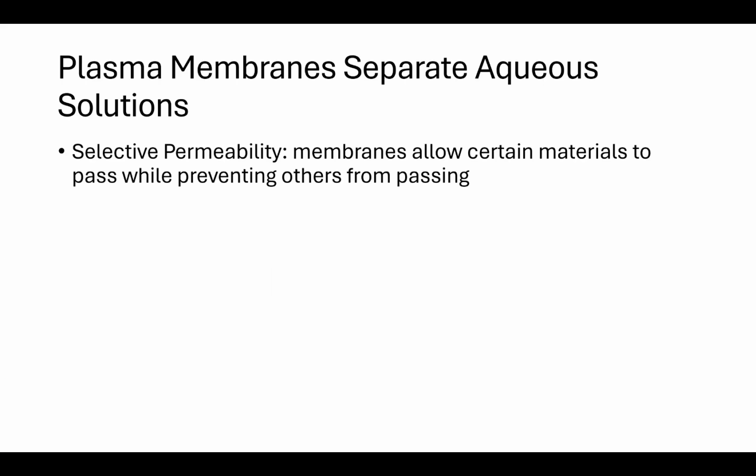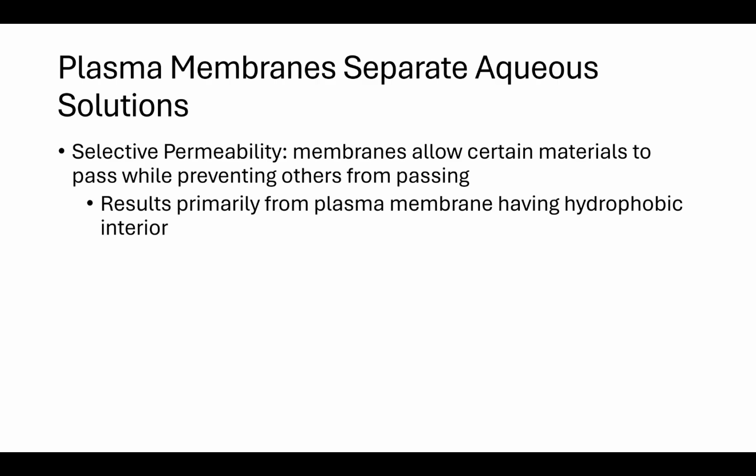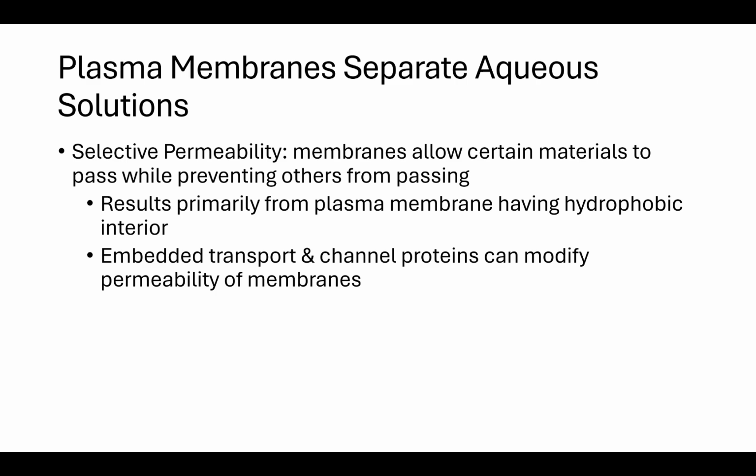Plasma membranes function to separate aqueous solutions from each other. Because membranes are selectively permeable, they only allow certain materials to pass and prevent other materials from passing through them. This is primarily due to the fact that the plasma membrane has that hydrophobic interior that we talked about in the last set of notes.